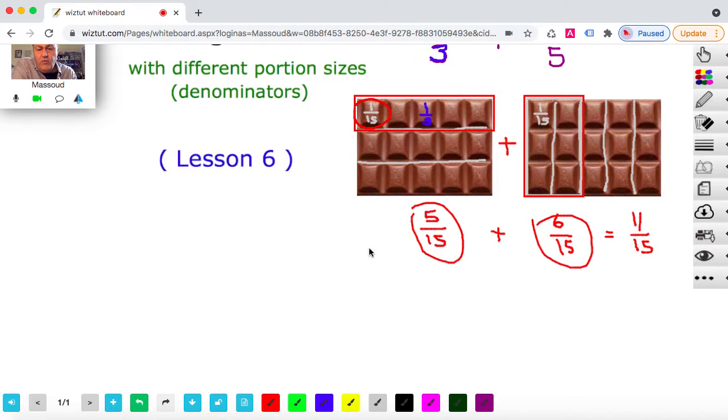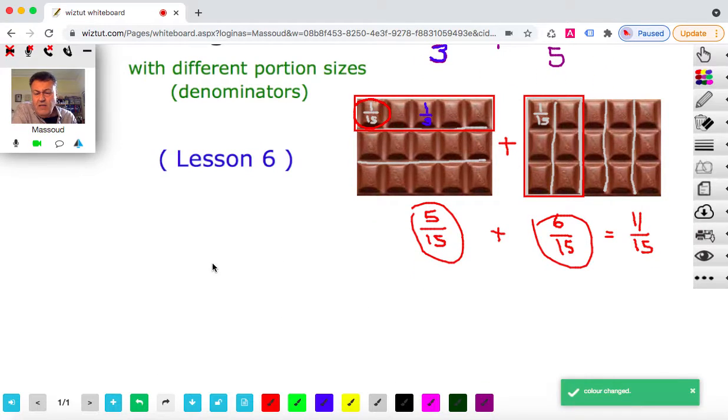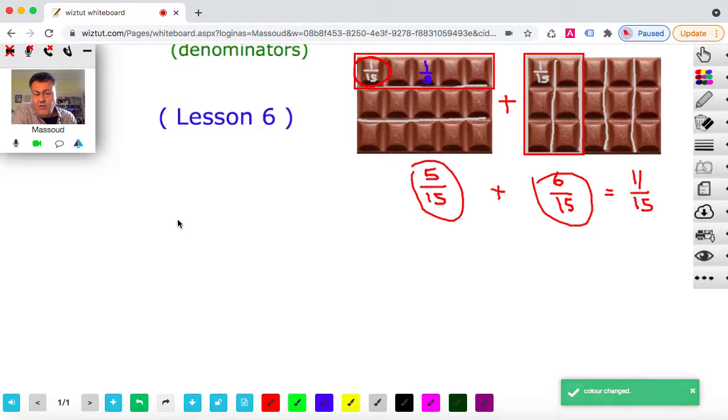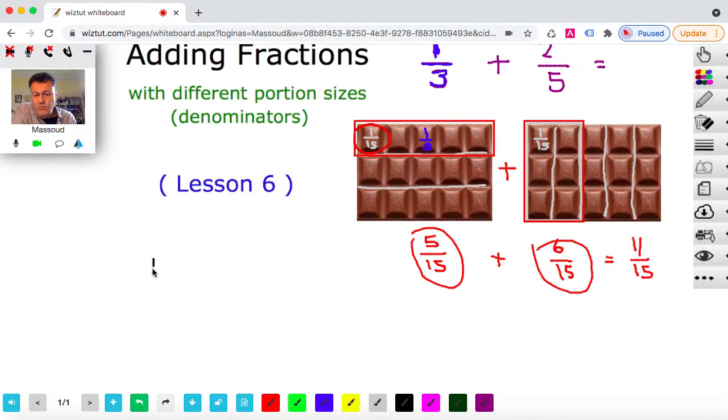So once they know the reasoning, then we can really go back to equal fractions that we did in the previous lesson.